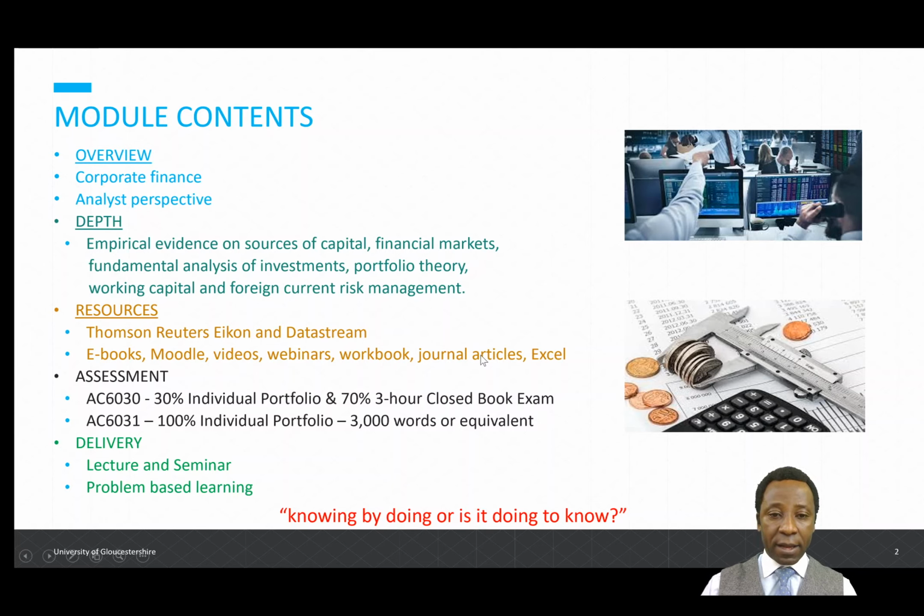And you can guess the reason why there is a difference in the assessment there. If you require exemptions, then you have to choose AC6030. Right? All the professional bodies would only exempt you when you have completed a 3-hour closed book exam from their own version of the finance exams at this level. Right? So AC6030 is recommended if you want the exemptions. If you don't want the exemptions, you can still learn finance from next year, and you have to choose AC6031.